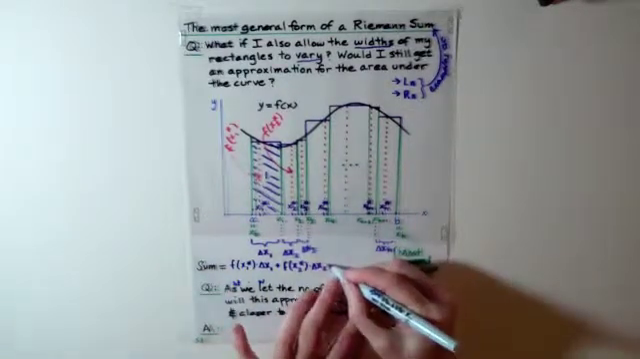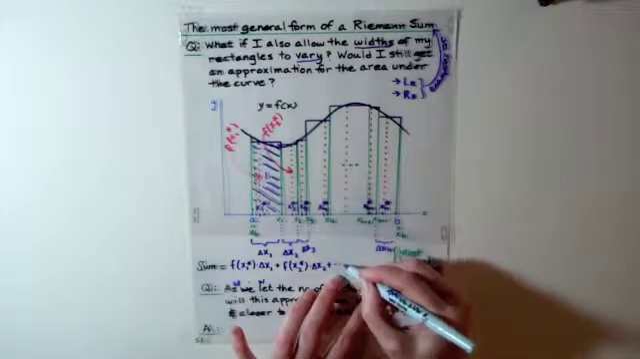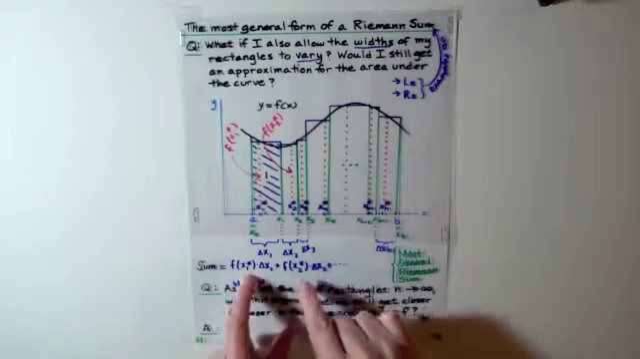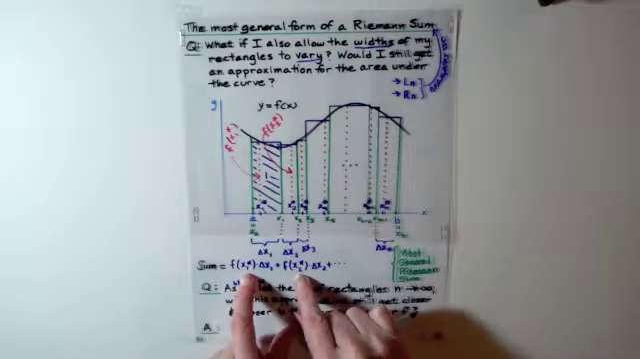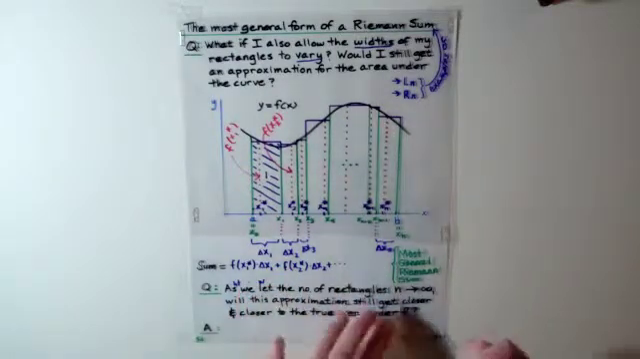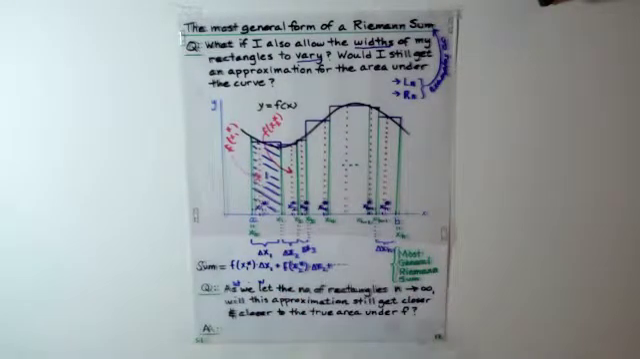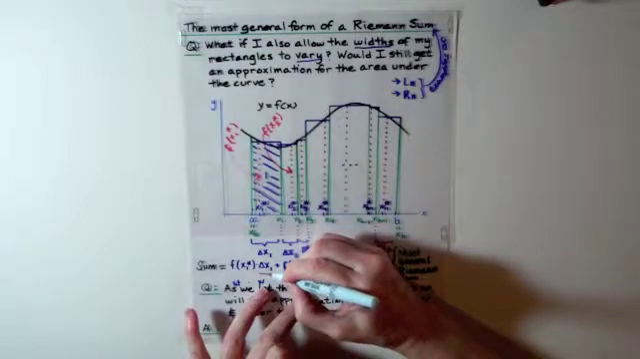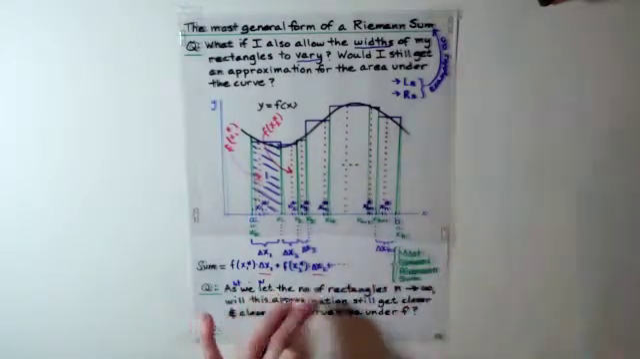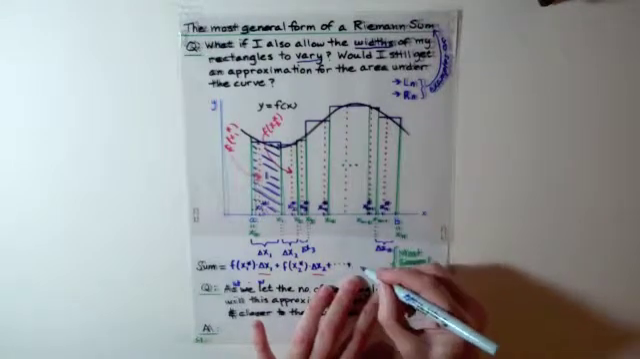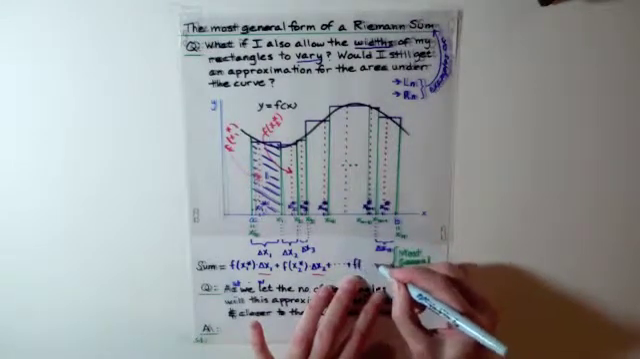So the only thing that really changes from what we did a couple pages ago, where we found a sum and we used an arbitrary x star value within each subinterval, is that we're allowing these widths to be different. The width of the first rectangle is delta x1, while the width of the second rectangle is delta x2, and so on. And let me put some dots in there and we'll go to the last rectangle.